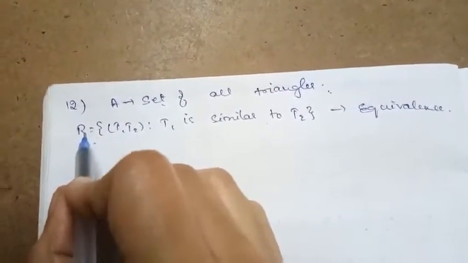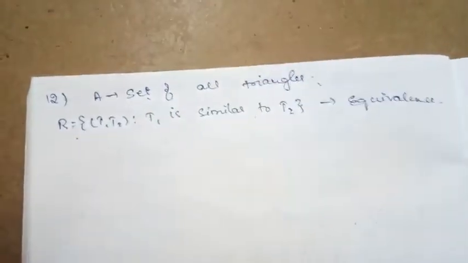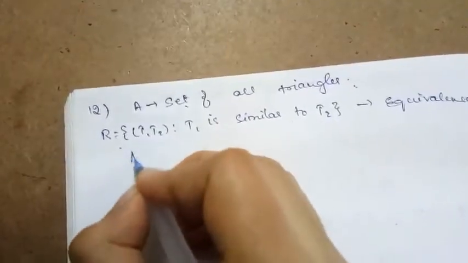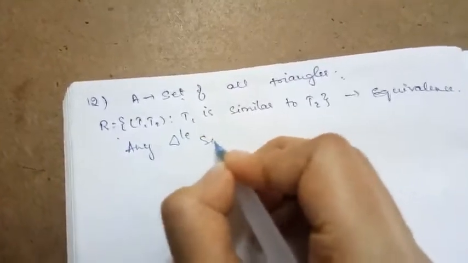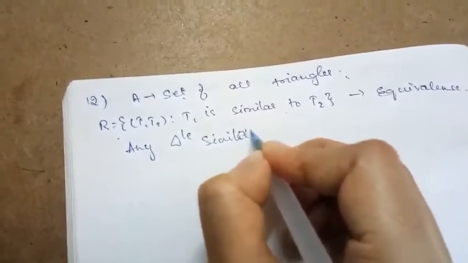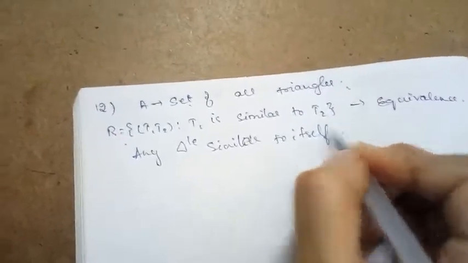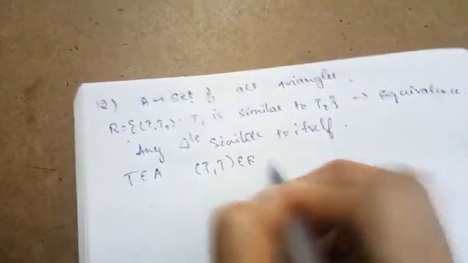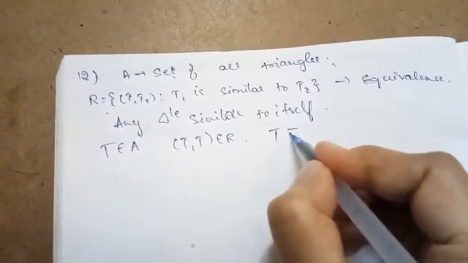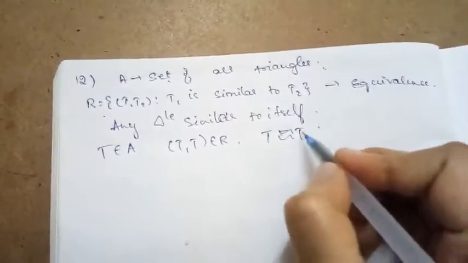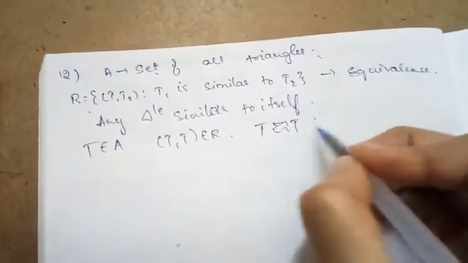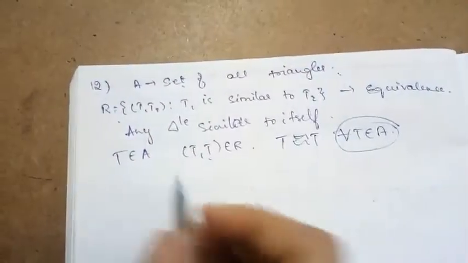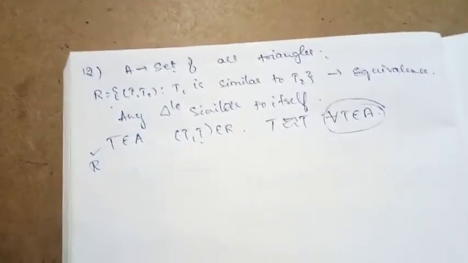So what we need to show now is, first, that this relation is an equivalence relation. So clearly we know that any triangle is similar to itself. So if I take any triangle T which belongs to the set A, then obviously (T, T) belongs to the relation because T is similar to T itself. So for all T which belongs to the set A, this is going to be satisfied. So the given relation is a reflexive relation.